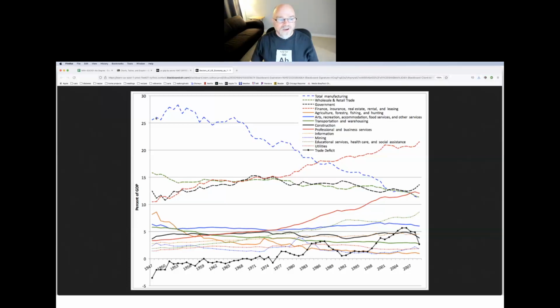You can see manufacturing, which is this dashed blue line, which reaches its peak in the post-World War II era. You can see that that's been declining pretty steadily since the late 1960s. So that's been on the decline. The solid red line representing professional and business services, what we call the producer services, you can see that line is climbing.